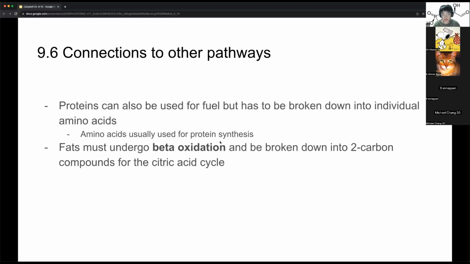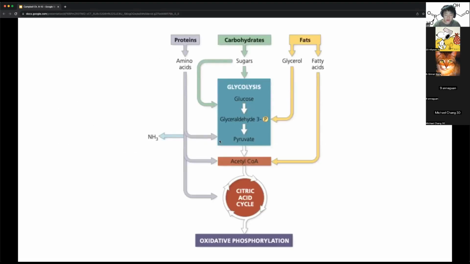All right, so connection of other pathways. As highlighted here, beta oxidation is really important to know. You cannot know anything else, but you have to know beta oxidation. This is where fats are broken down into two-carbon compounds for the citric acid cycle. Here's the graph in Campbell's. Everything is from Campbell's. Campbell's is the Bible. I know you're not religious, but it's the Bible.